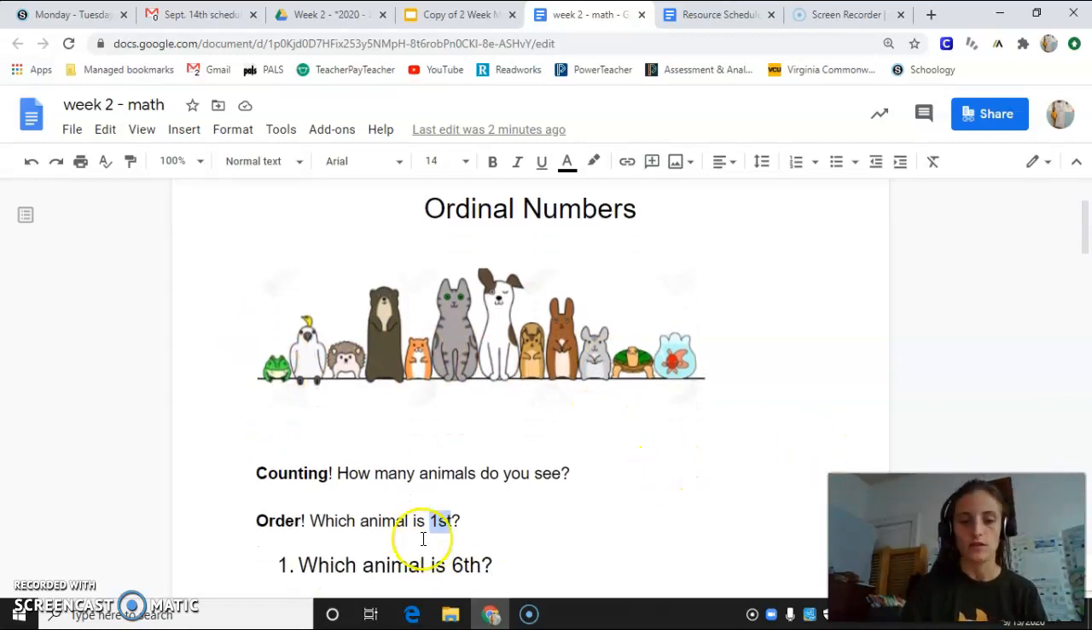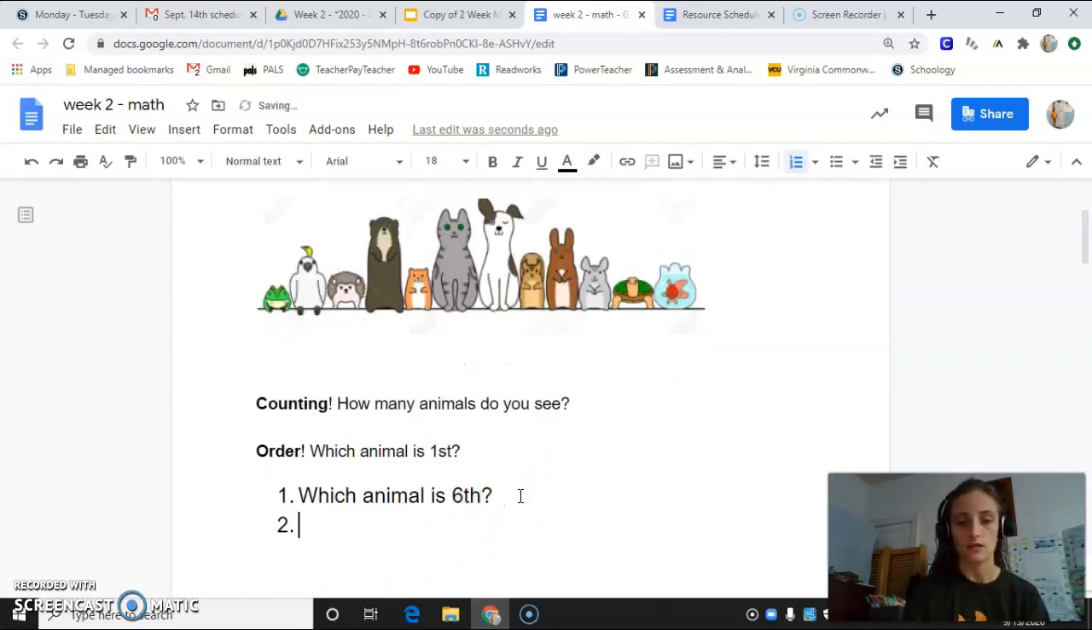Let's practice some questions here. Which animal is sixth? So you do have to pronounce the TH there. So when I'm counting, you can count them to figure out the order. So which animal is sixth? You would count first, second, third, fourth, fifth, sixth. So I'm going to write under here the.